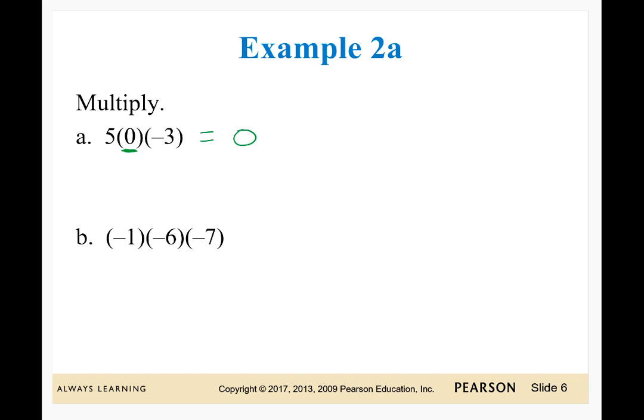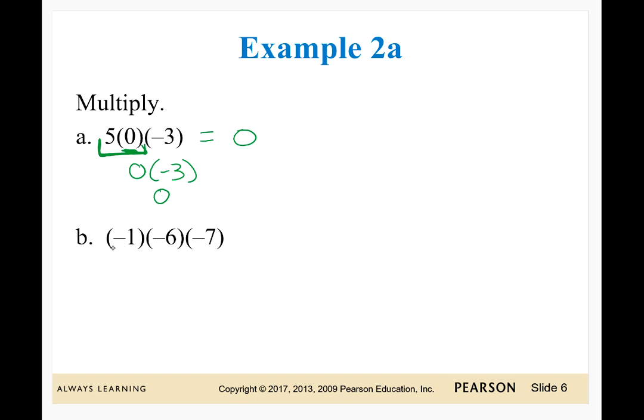I have 0 times anything is going to give me 0. If you wanted to, you could do order of operations. It's all multiplication, so you could go from left to right. 5 times 0 is 0. 0 times negative 3 is 0, but notice you're still going to get the same answer. Might as well save yourself some work.